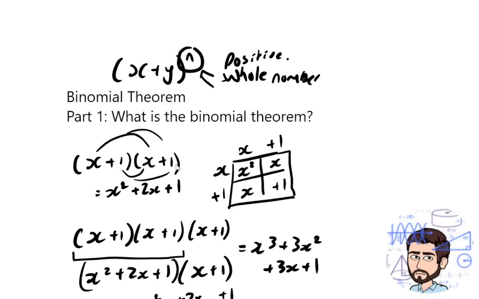So that is kind of what the binomial theorem is then. It is a way of expanding brackets that is more efficient, that is quicker, and that hopefully gets to the answer quicker than it would be for you to expand 5 or 6 brackets on your own.